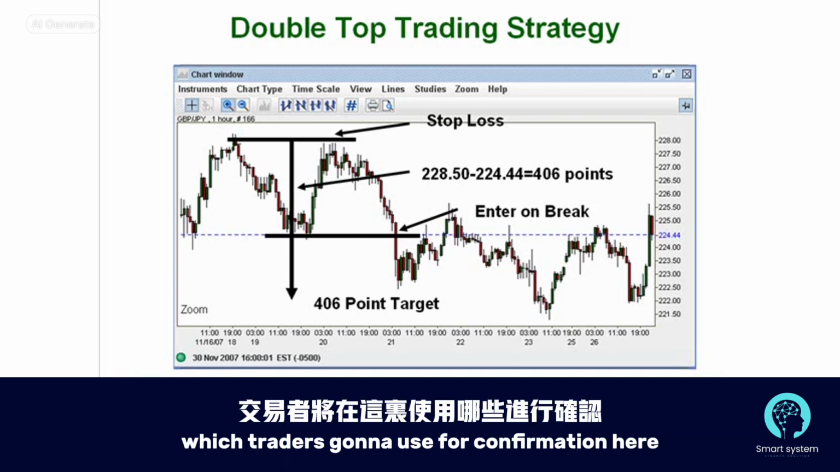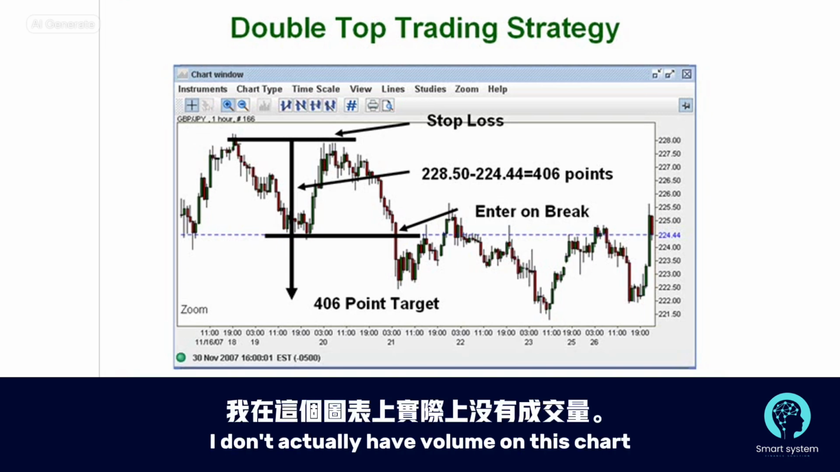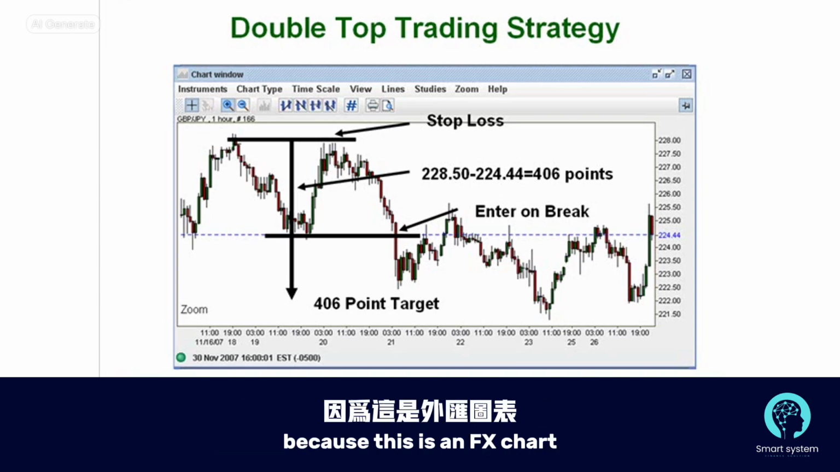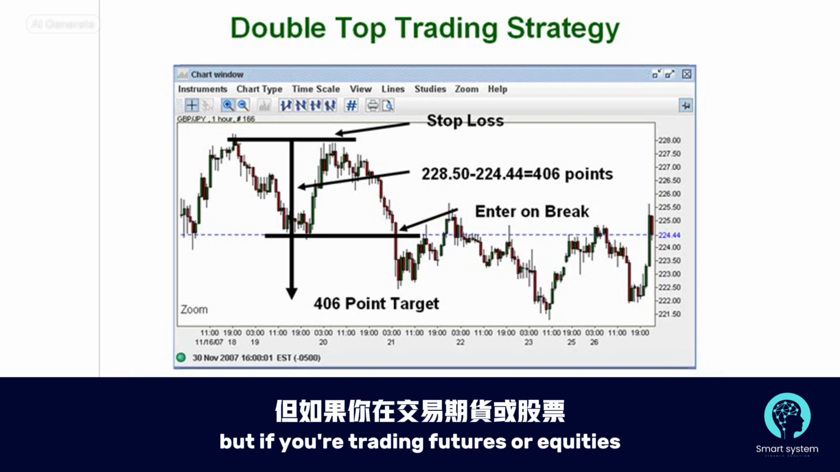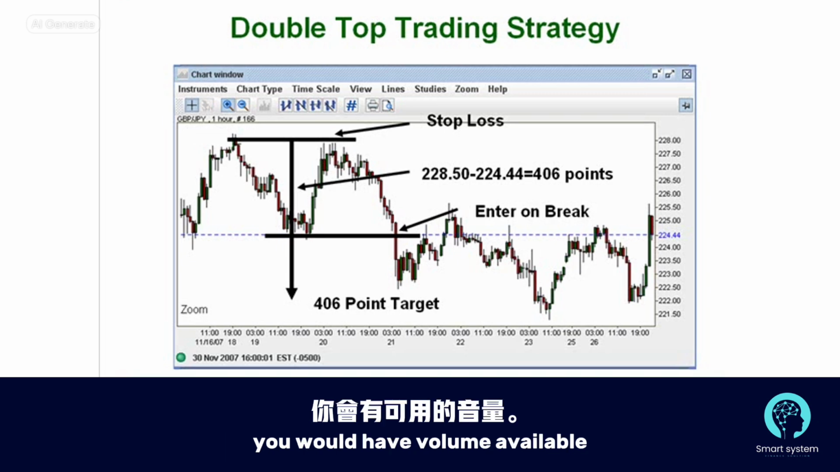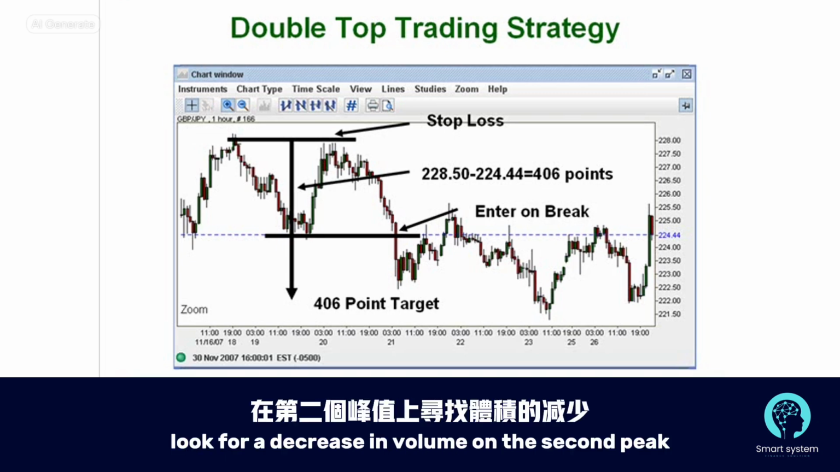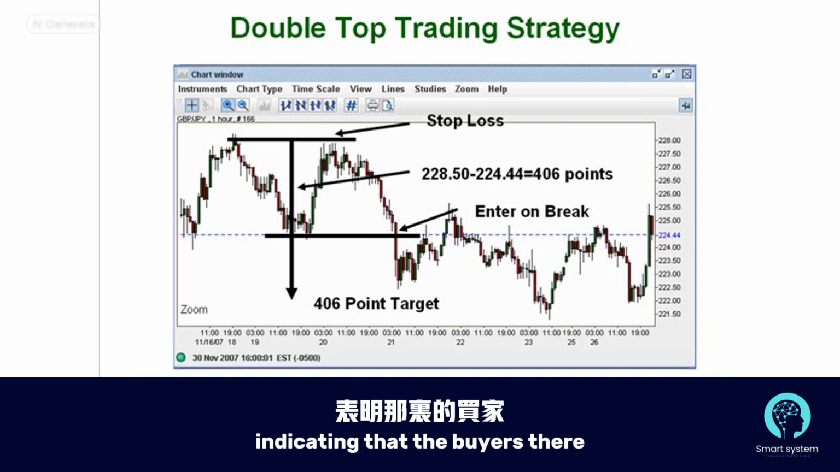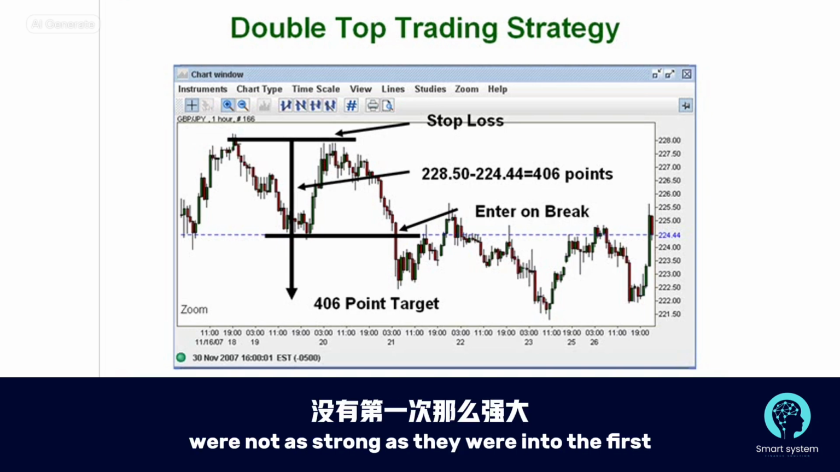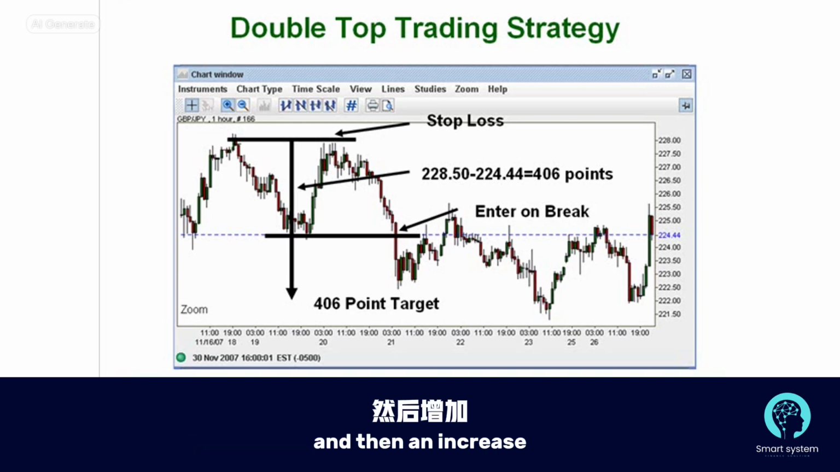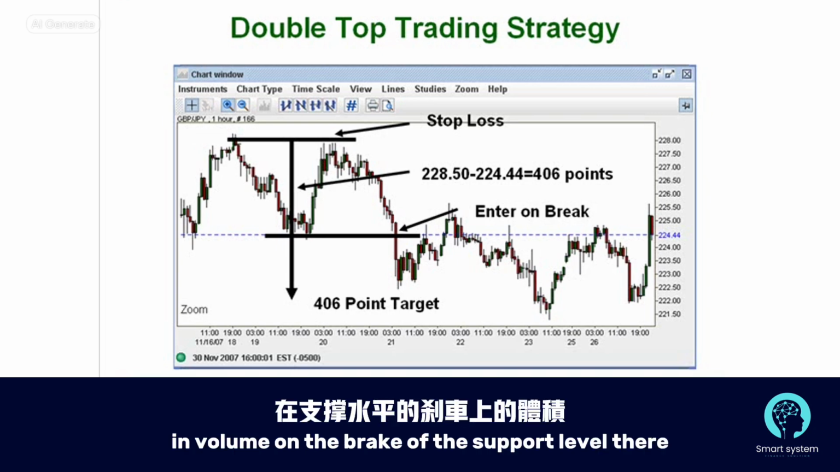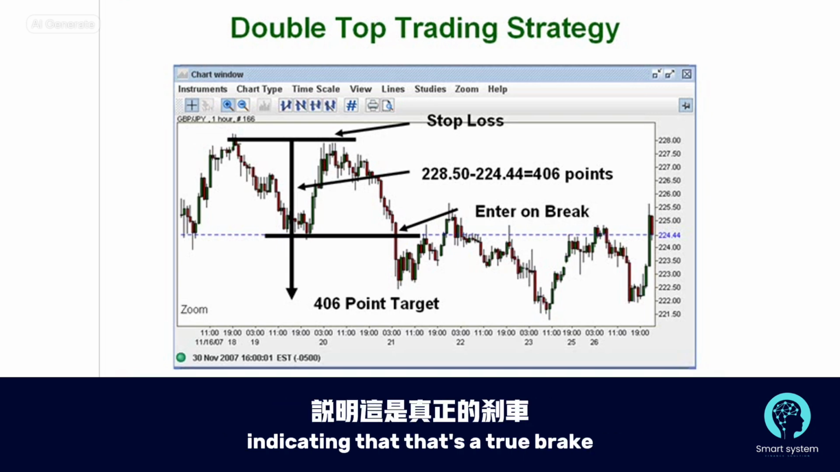The second thing which traders use for confirmation here is volume. I don't actually have volume on this chart because this is an FX chart, but if you're trading futures or equities, you would have volume available. They're going to look for a decrease in volume on the second peak, indicating that the buyers driving up to the second peak were not as strong as they were into the first, and then an increase in volume on the break of the support level, indicating that that's a true break.